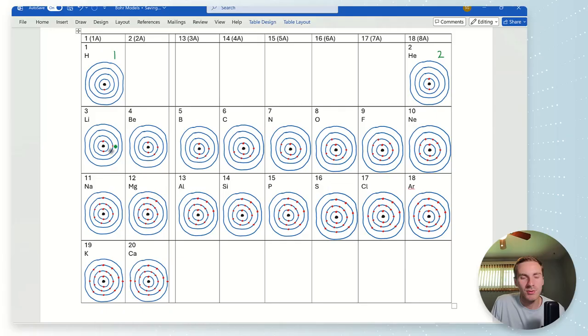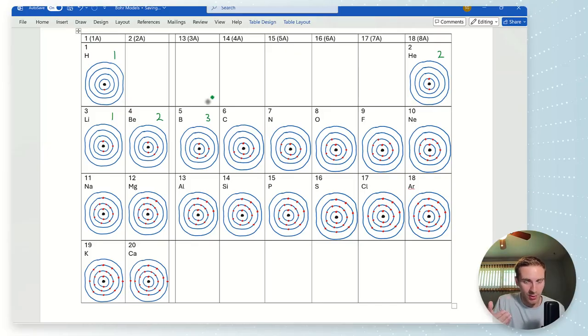Lithium's got 3 electrons, but 2 in the first, 1 in the second, so 1 in its outermost level. Beryllium, 2 in its outermost level. Boron, 3.